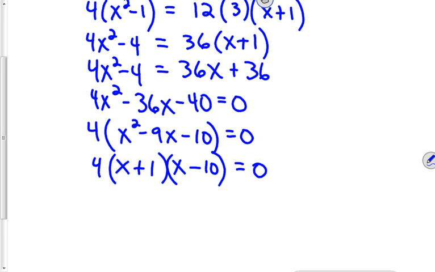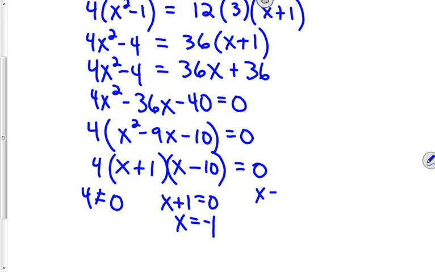So now I can take each factor, set it equal to 0. Well, 4 never equals 0, so that's not going to do me any good. X plus 1 equals 0, so x equals negative 1. And x minus 10 equals 0. Add 10 to the other side. X equals positive 10. And of course, we have to check if any of those make a denominator 0, because then they would be excluded from the domain.